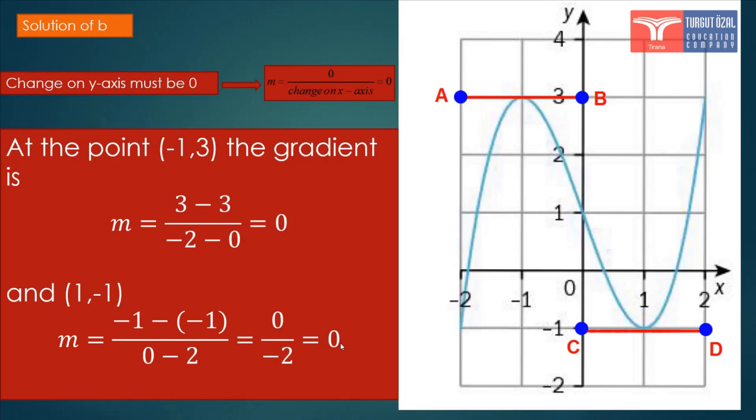As we said, the gradient is always 0 if the line is a horizontal line, which means the y coordinates are the same, such that it gives us the ratio 0 over the change in x-axis. That's why the only points where we can draw a horizontal line are the point (-1, 3) and the point (1, -1).